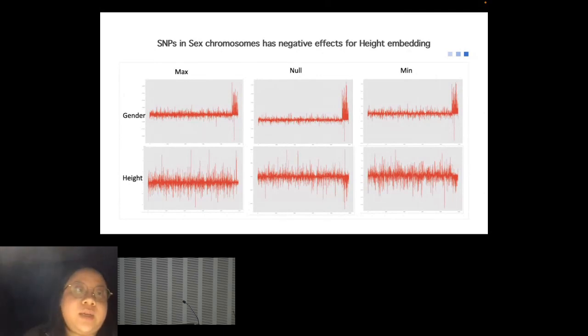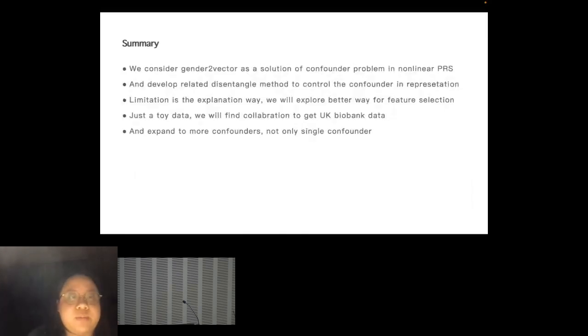So, in summary, in this study we consider gender as a confounder problem in nonlinear PRS, and we also develop a related method to control the confounder in representation. But it is an initial exploration, so in the next step, we will explore further. And the limitation is the explanation way.